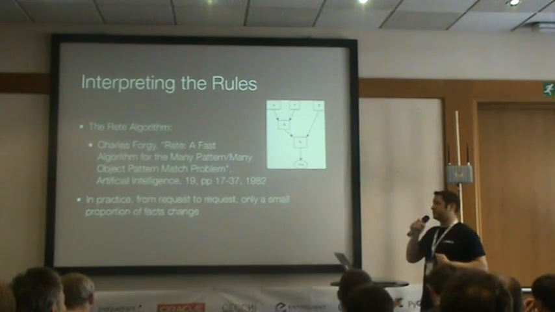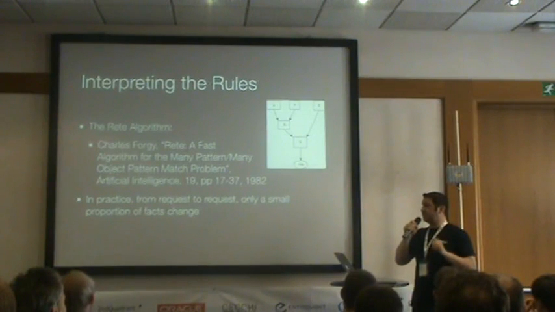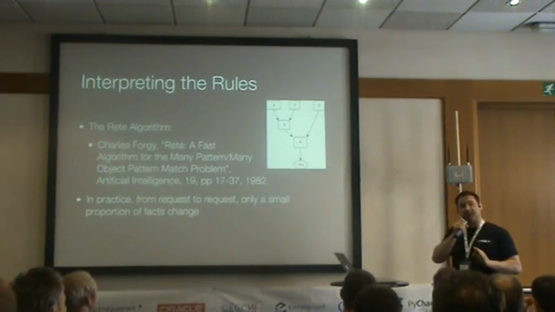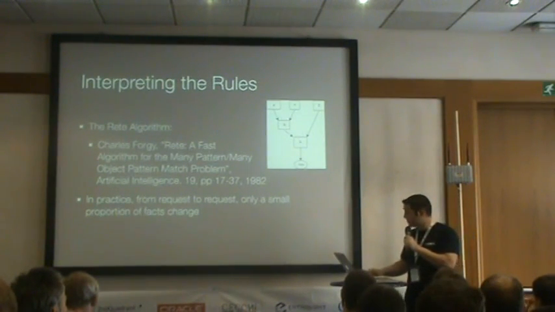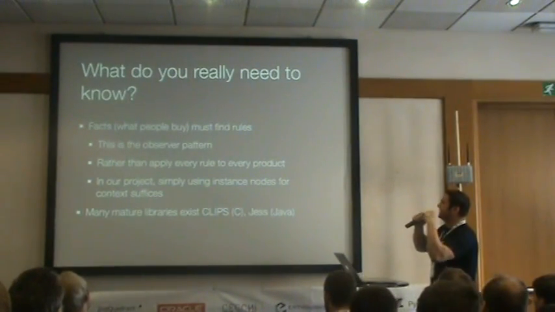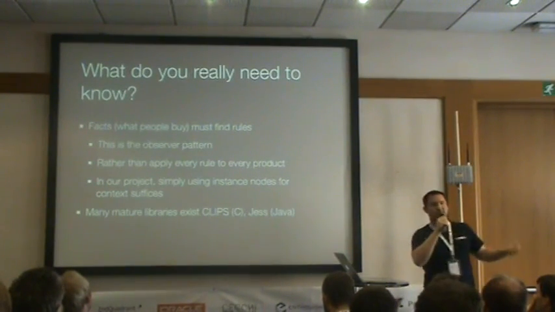Don't look up the RETE algorithm on Wikipedia. Don't read about it through one of the other sites that you're going to find on Google. Really go to the paper and see what it's all about, because everything else is just a really poor reinterpretation of the paper. Okay, so what you really need to know, like I said, is that the facts, what people are buying, must find the rules, the things that you care about.